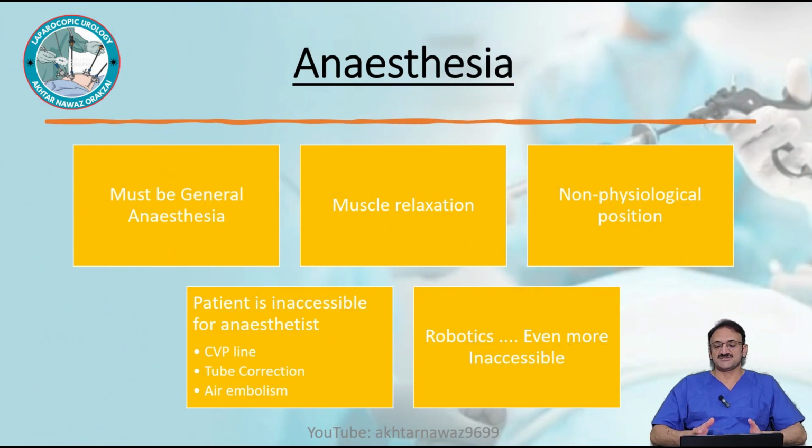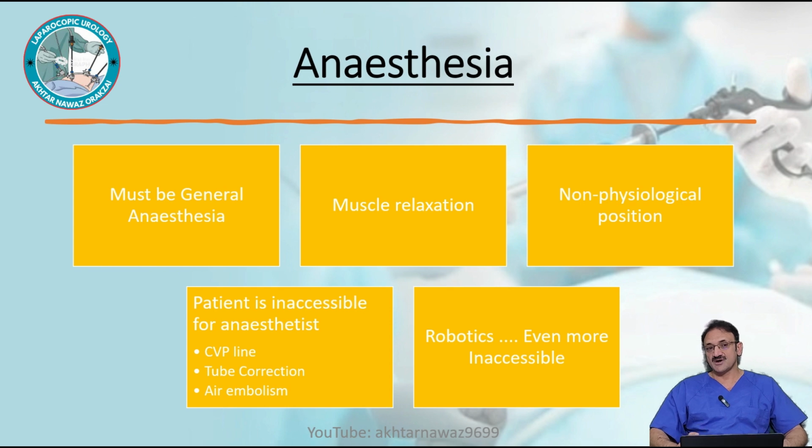And during this process, as you know, the camera is lying on the foot end of the patient, the suction machine, the diathermy machine, the assistant, the surgeon towards the head of the patient. All this makes the patient inaccessible to the anesthetist. For example, if suddenly he or she needs to place a central line, the patient is inaccessible. Or if the endotracheal tube needs correction, it is usually inaccessible. And if there is any air embolism, it is really difficult to treat it, because the patient is inaccessible to the anesthetist as compared to open surgery.